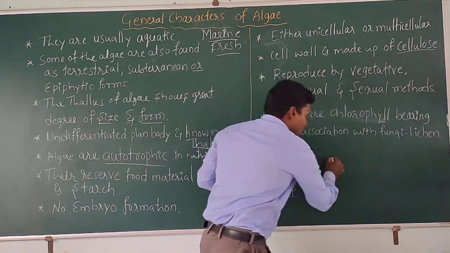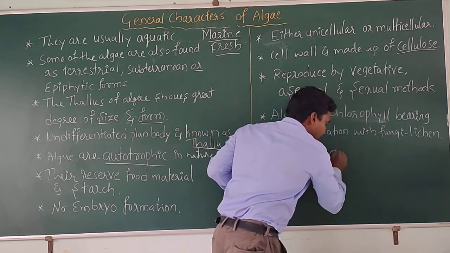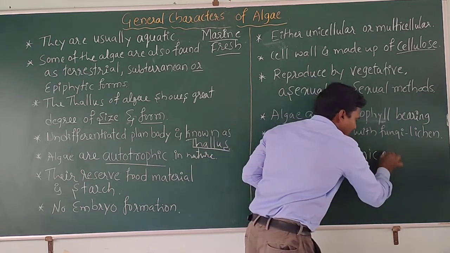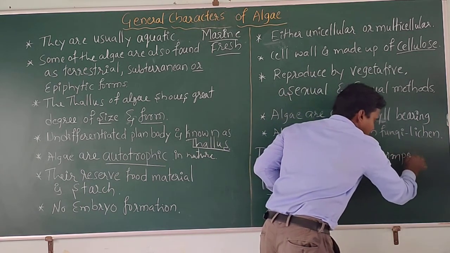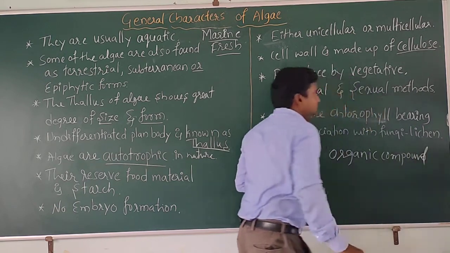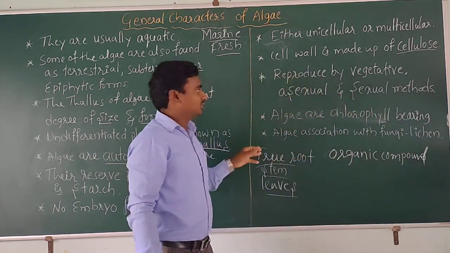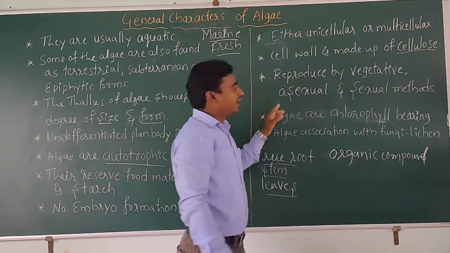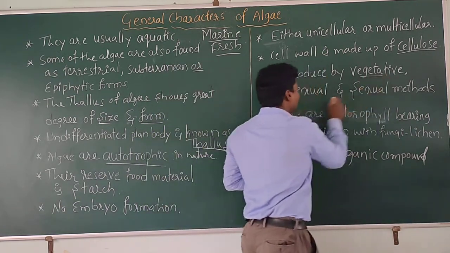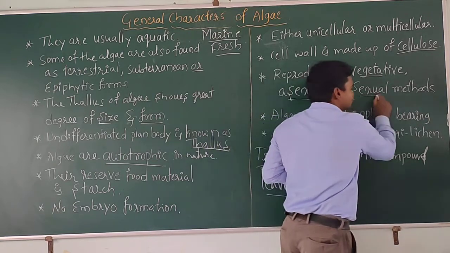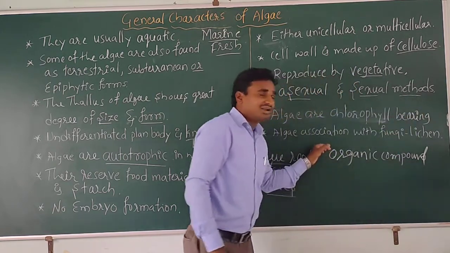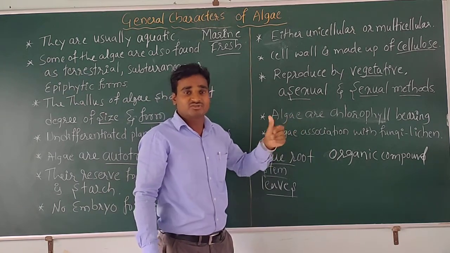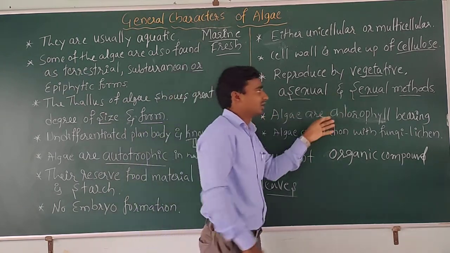Cellulose is an organic compound. Next point, algae reproduce by vegetative, asexual and sexual methods. Algae always reproduce by three types: one is vegetative, another asexual, and another sexual.